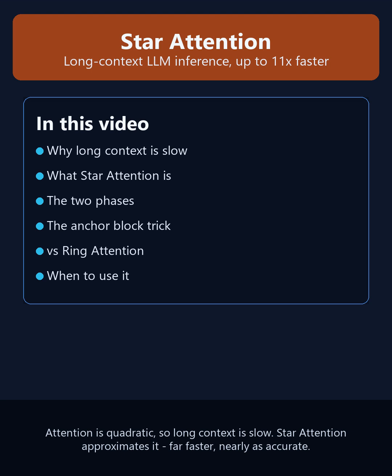Feeding a huge document into a language model is slow, because attention compares every token with every other token. Double the length and the cost roughly quadruples. Star attention, from NVIDIA in 2024, is a clever approximation that makes long context inference far faster while keeping almost all the accuracy. In this video: why long context is costly, what star attention is, its two phases, the anchor block trick, how it compares to ring attention, and when to use it.